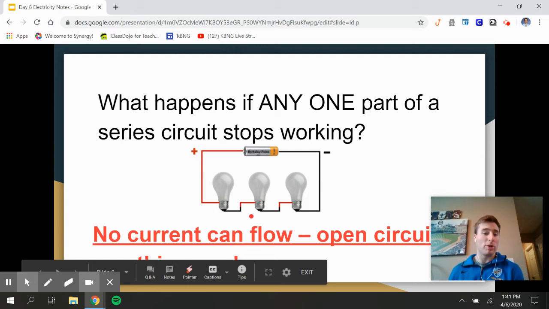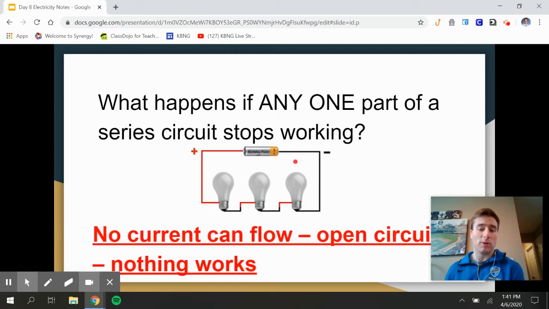So anytime a light bulb breaks or a resistor stops the flow of electrons in a series circuit, we actually have an open circuit.